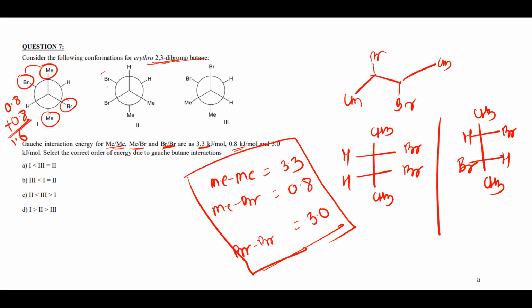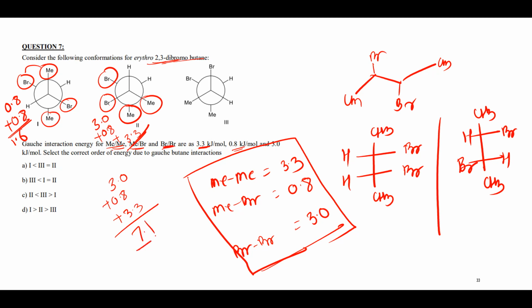For the second molecule, the Br-Br is 3.0, plus there is one Br-methyl, which is 0.8, plus there is one methyl-methyl here, which is 3.3. So how much is the total? 3 plus 0.8 plus 3.3 is 7.1. And for the first it is 1.6.